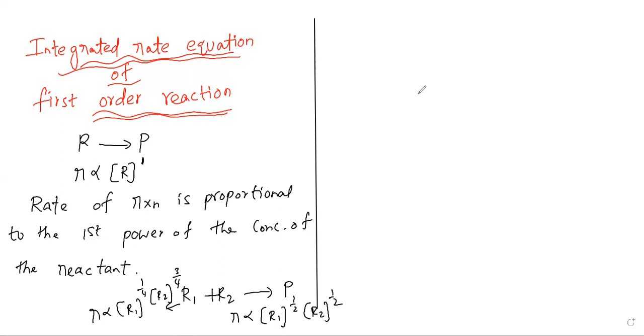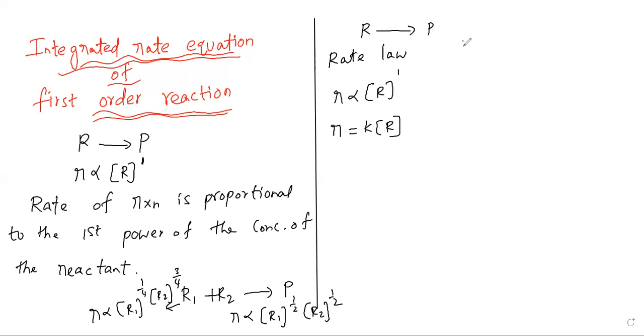But in this example, we'll discuss the first order reaction that depends on the concentration of only one of the reactants. So for this reaction R gives rise to product, the rate law is that rate is proportional to the concentration of R to the power 1, as it is a first order reaction. When we remove the proportionality constant, we take rate equals k into the concentration of R.